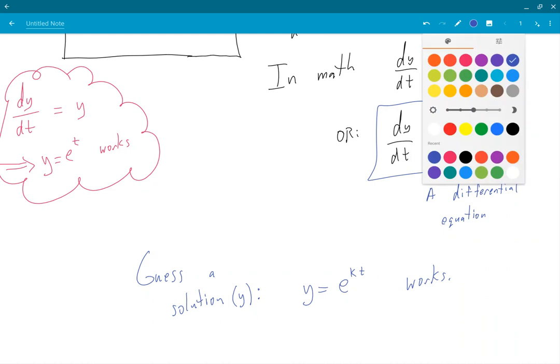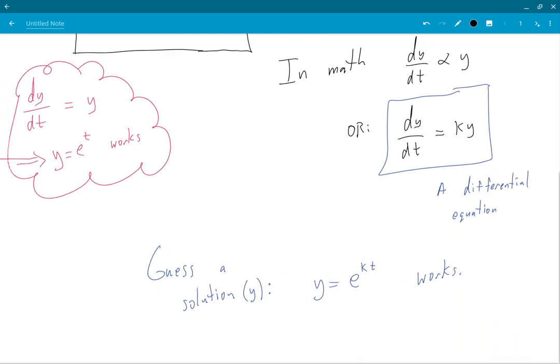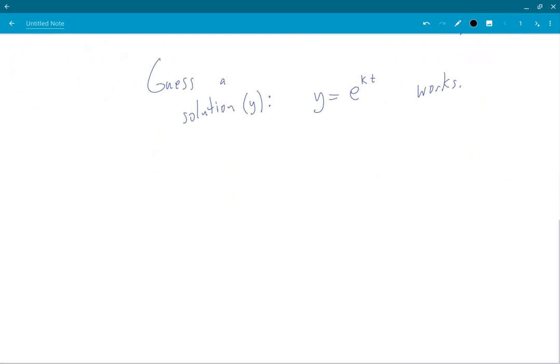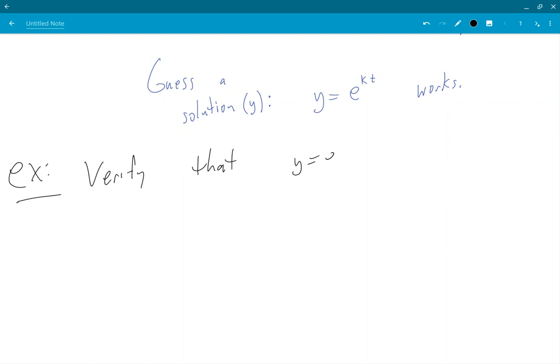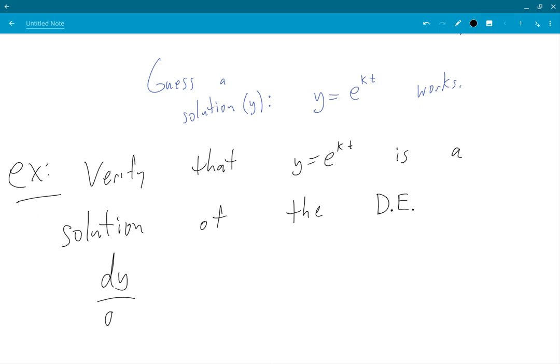Okay, let's verify that this guess is correct. We'll call that an example. Verify that y equals e to the kt is a solution of the differential equation dy/dt equals ky.